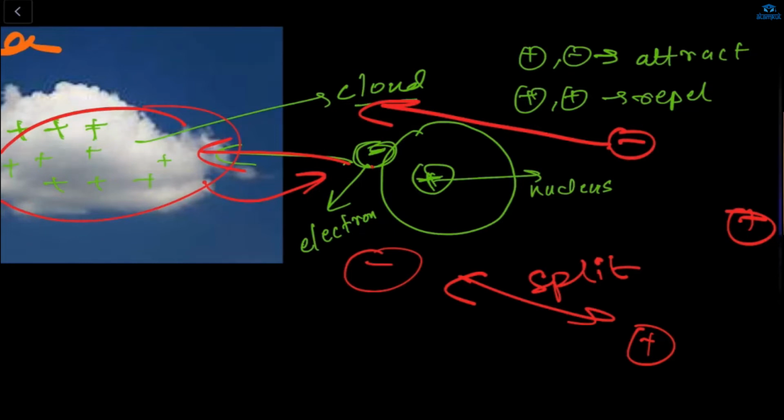So see what will happen. This cloud is making ionized gas. So how this cloud is making ionized gas? Anybody? Why? It's very simple. Ma'am, because the cloud is positively charged and the atom and the electron is negatively charged, so it will attract and then it will separate.